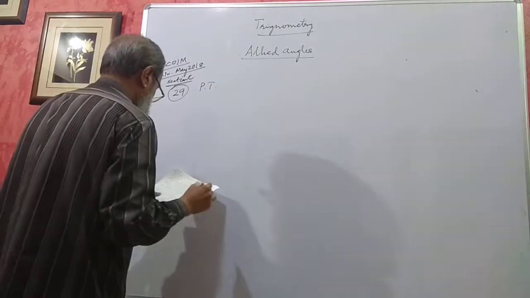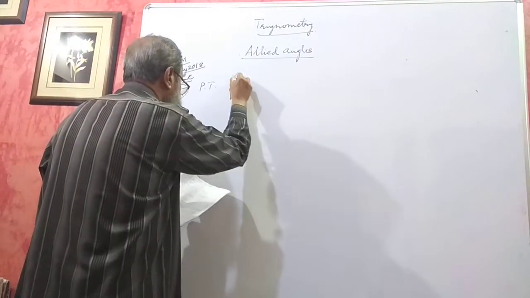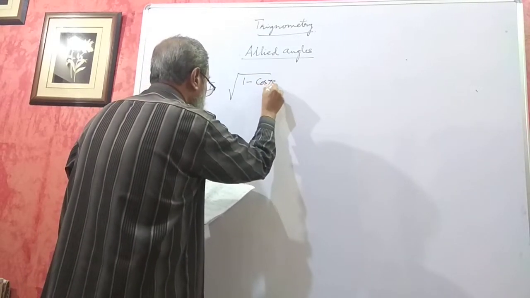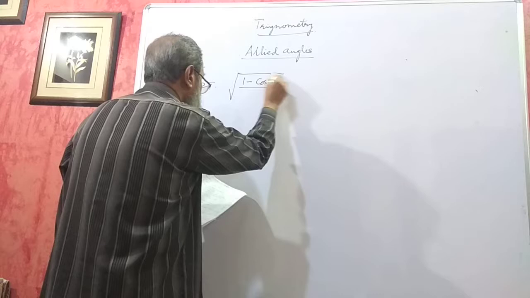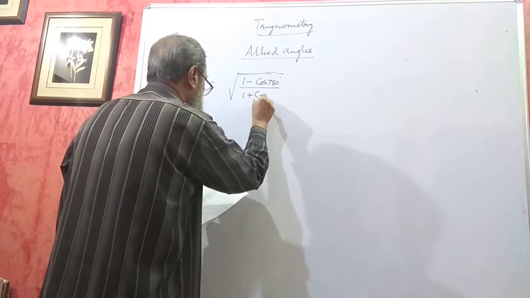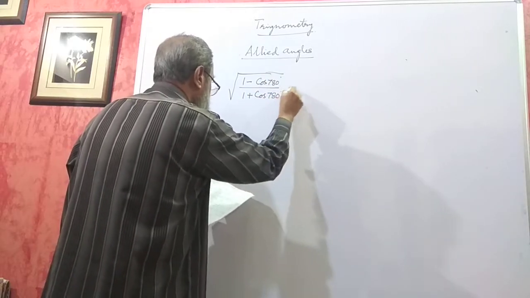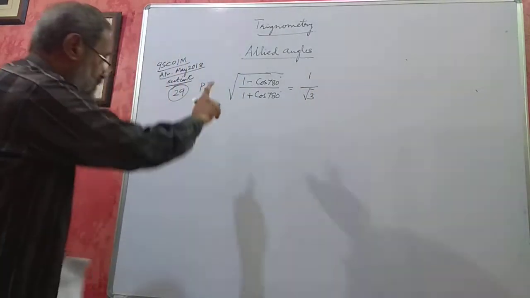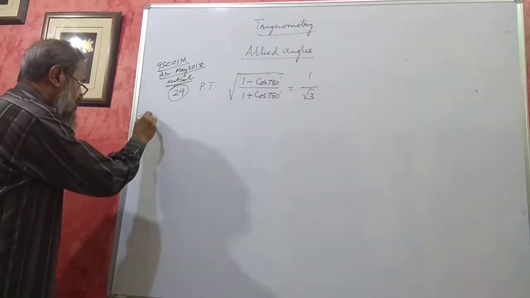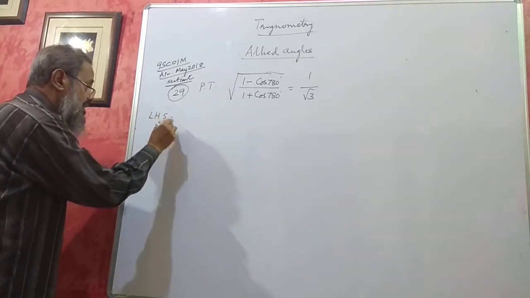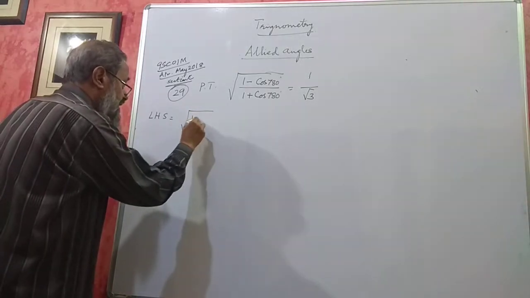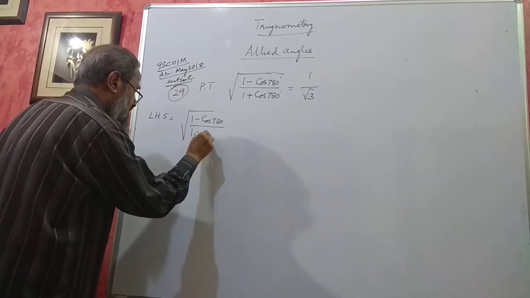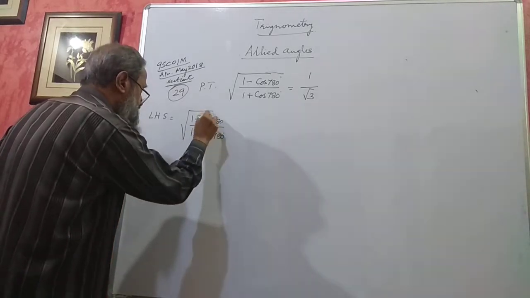Prove that square root of 1 minus cos 780 degree divided by 1 plus cos 780 degree is equal to 1 by root 3. We have to prove that this is equal to that. So take the left hand side: root of 1 minus cos 780 divided by 1 plus cos 780, this is the given problem.